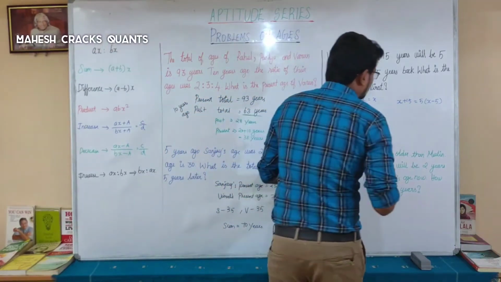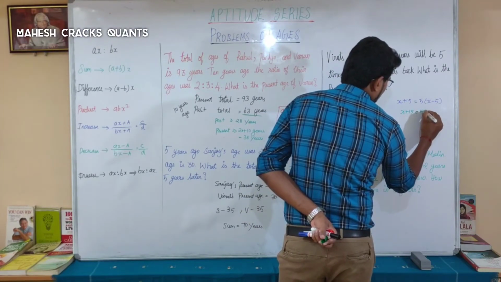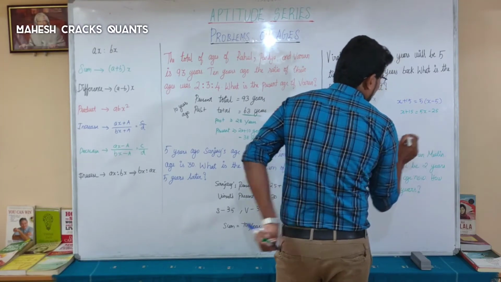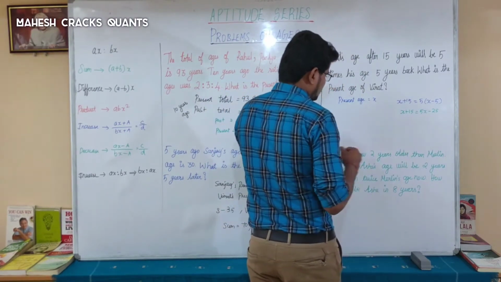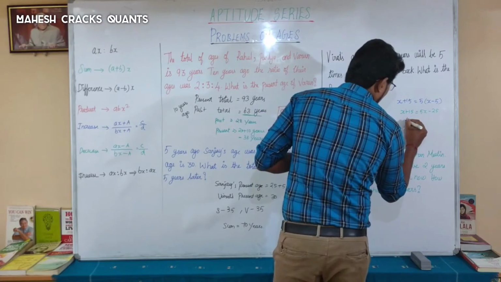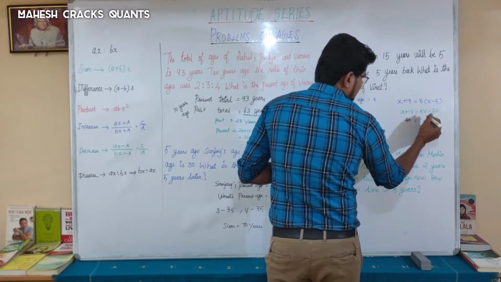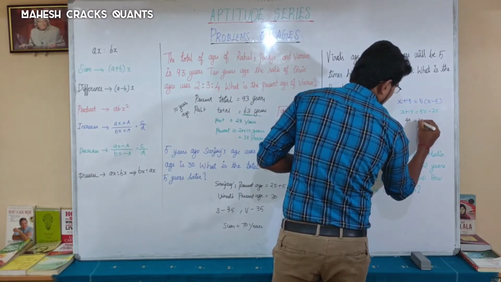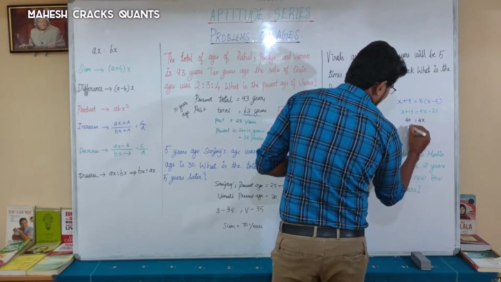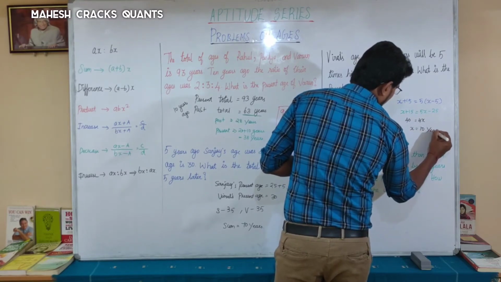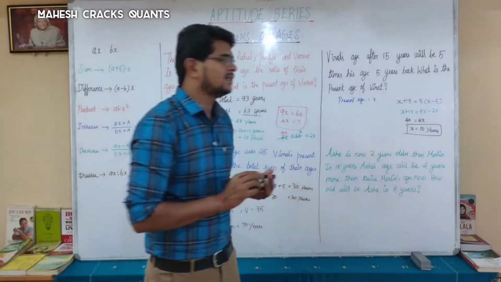Solve this. So x plus 15 is equal to 5x minus 25. When you take 25 this side and x this side, you will get 40 here. 15 plus 25 is 40, and 5x minus x is 4x. 4x is equal to 40. What is x? x equals 10. So the present age of Virat is 10 years. That's it. Are you clear?